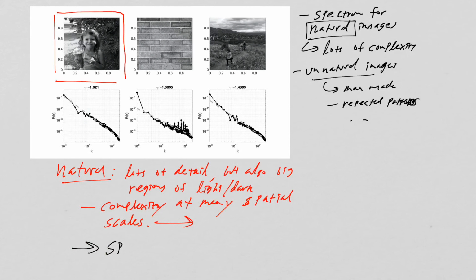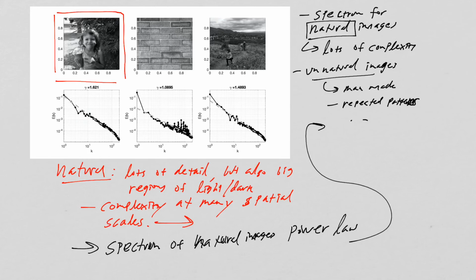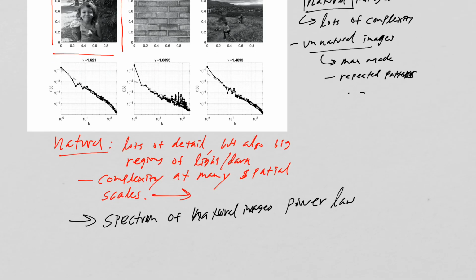So they say that basically the spectrum of natural images is power law. So what I mean by that, well, I'll just move this up here a little bit, is that E_K of f appears to have a pattern that looks like this. It's proportional to k to the negative gamma.